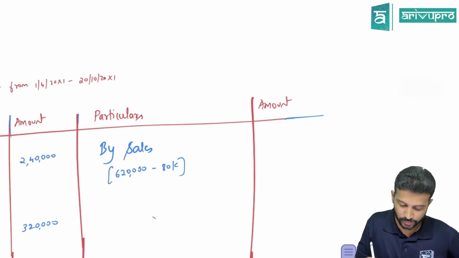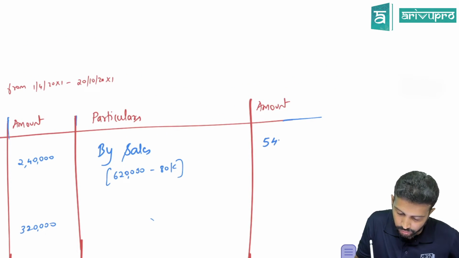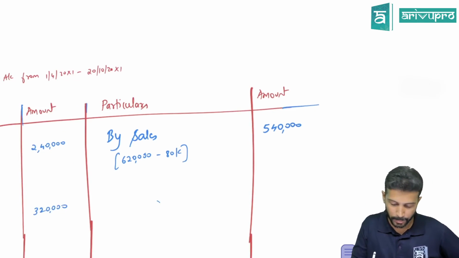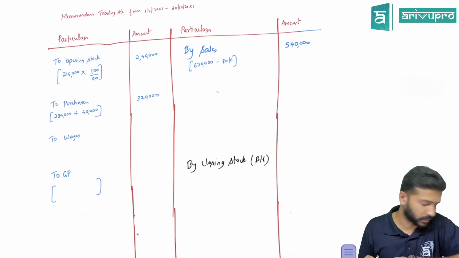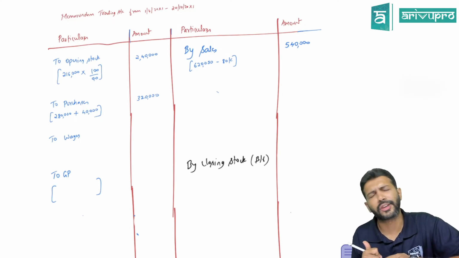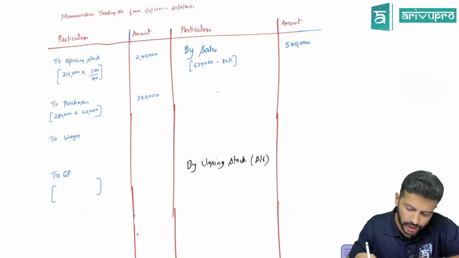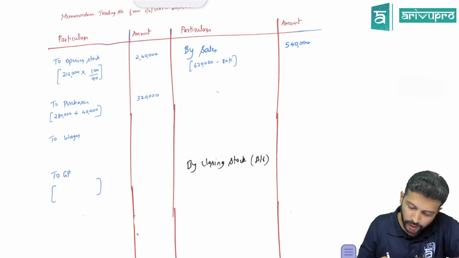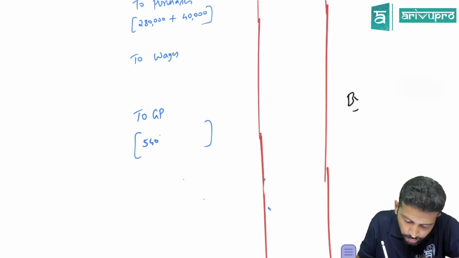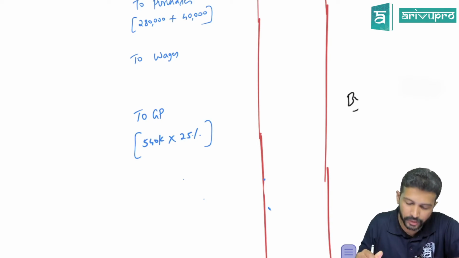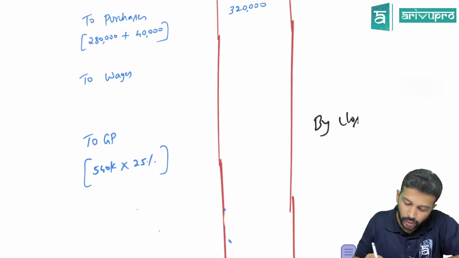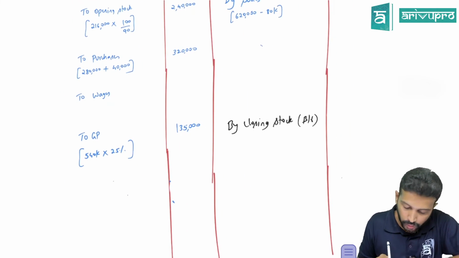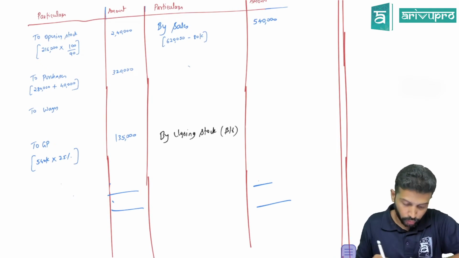Okay, how much is this now? 5 lakh 40,000 is your sales. Clear. All okay? All clear. Awesome. The moment you know sales, automatically you can find out GP, because they told GP percentage is 25% on what? Sales. So sales is 5 lakh 40,000, GP is 25%, and that works out to 1 lakh 35,000.